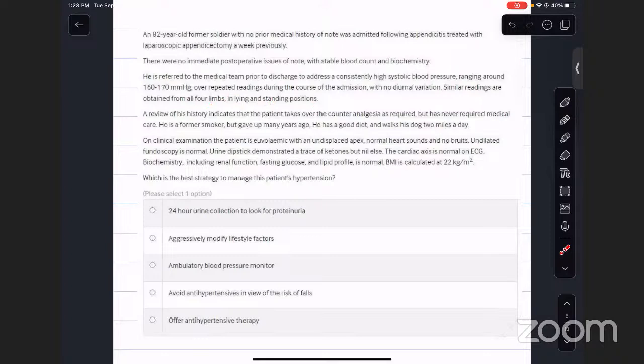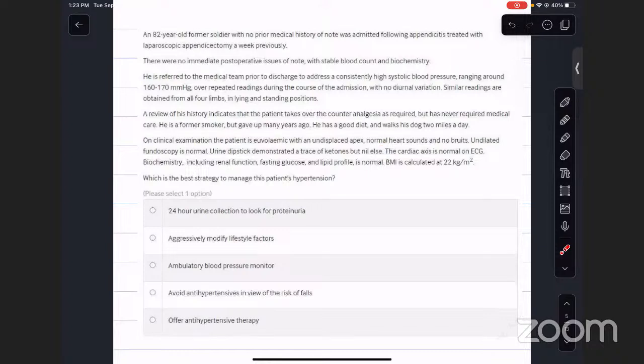That's according to the guideline of hypertension management. A review of his history indicated the patient takes over-the-counter analgesics as required, never required medical care, former smoker. These are the risk factors for hypertension. Quit many years ago, good diet, works with dogs two hours a day. On clinical examination, he is euvolemic and displays a normal fundus. That means no target organ damage related to hypertension.